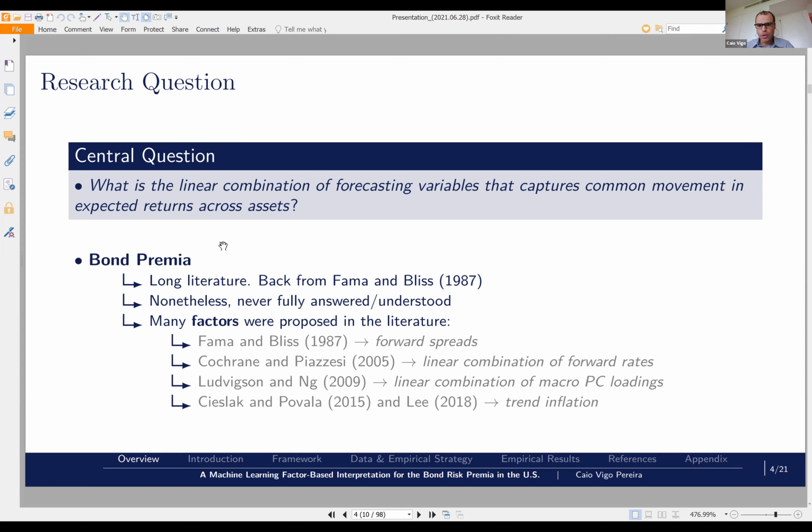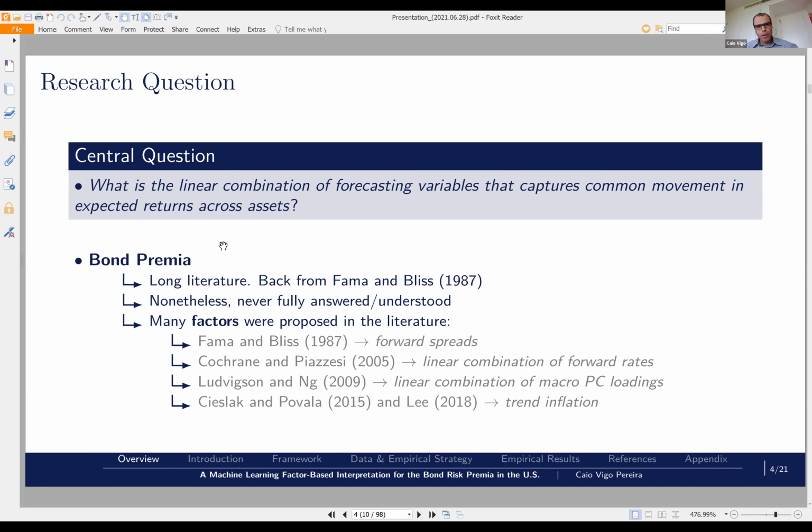We had Ludvigsen, we had Scala, Pioval, and so on. Ludvigsen, on the other hand, use principal components loadings out of a big macroeconomic data set. The new papers here, we have 2005 and 2018, we have more trending inflation and so on. My problem with this is I would like to take a different route. The whole idea of the paper is to take this different route.